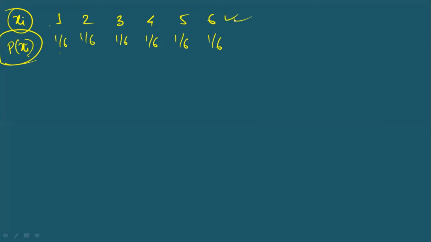So this is how you can write the probability corresponding to each discrete random variable. Here x is the outcome, the discrete random variable, and here it is the outcome of the dice.